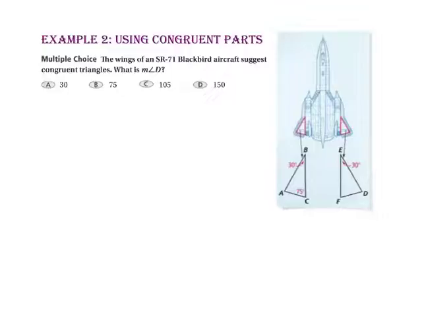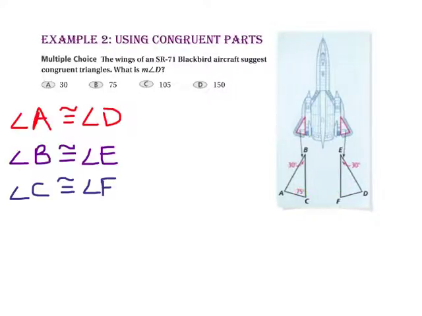The wings of an SR-71 Blackbird aircraft suggest congruent triangles. What is the measure of angle D? Well, I know that angle A will be congruent to angle D, angle B is congruent to angle E, and angle C is congruent to angle F. I also know that the measure of angle A plus the measure of angle B plus the measure of angle C will equal 180 degrees.